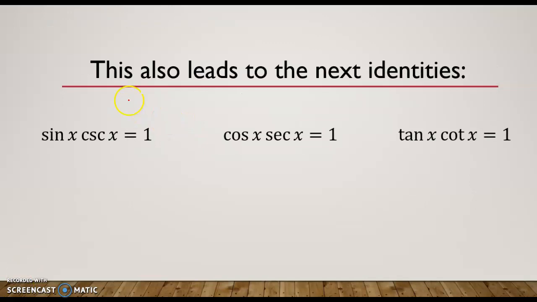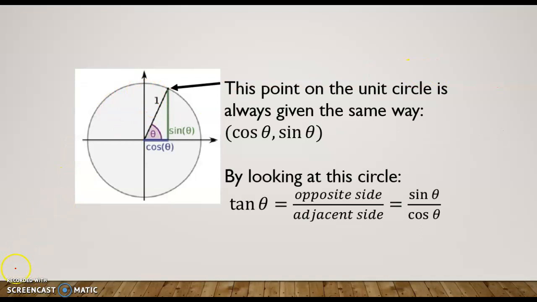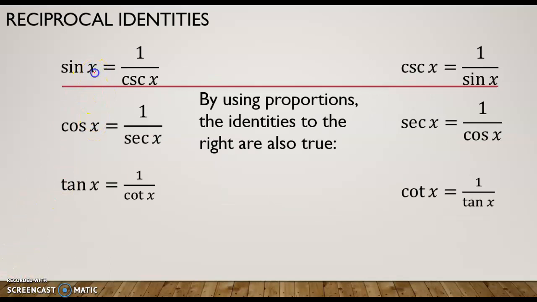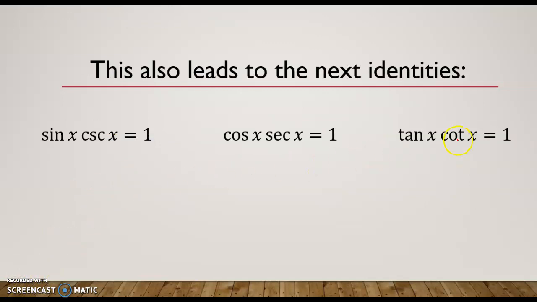Okay. This also leads to the next identities, because if you cross multiply, sine times cosecant will equal 1. Cosine times secant will equal 1. And tangent times cotangent will equal 1. That's pretty easy to figure out, because you've got sine times 1 over sine, and the sines would cancel out, which would leave you 1.